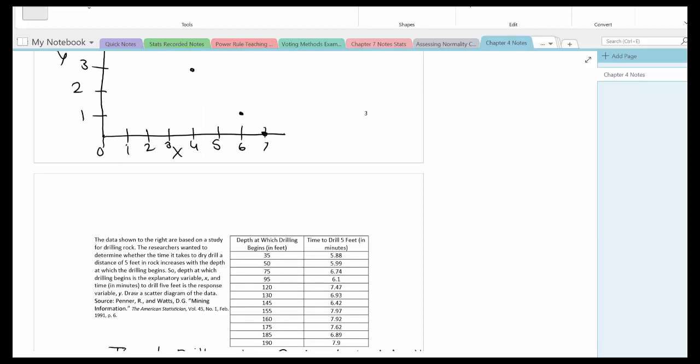Now remember, when I put this into the calculator, the depth at which the drilling begins, that's going to be L1, that's the explanatory variable. And the time to drill 5 feet, that's going to be L2, or the response variable. So let's put these values into the calculator now.